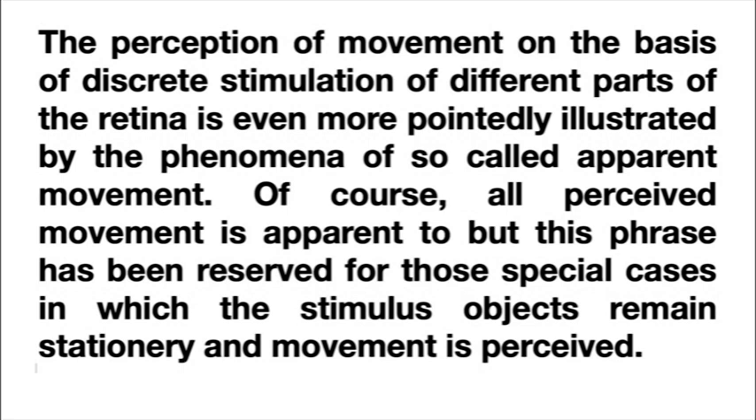Of course, all perceived movement is apparent too, but this phrase has been reserved for those special cases in which stimulus objects remain stationary and the movement is perceived. Whenever your retina is perceiving some movement, the area of the retina is stimulated, but it is stimulating the adjacent part also, where the image is not formed. But the term apparent movement is used mainly when the objects remain stationary and still the movement is perceived.